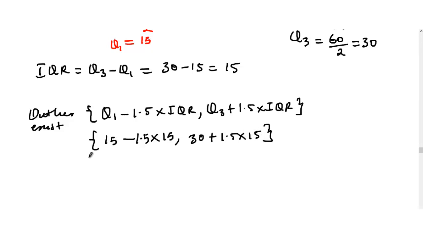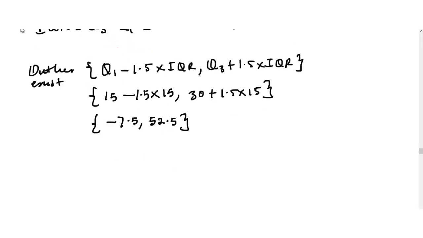So if you do the mathematics very well, this one will give us minus 1.5 times 15, that will give us minus 22.5. Then that would just be 15 minus 22.5, that will give us minus 7.5, right? Then this one too, 1.5 times 15 will give us 22.5. 22.5 plus 30, that will give us 52.5.